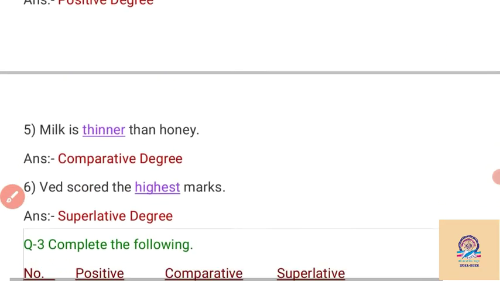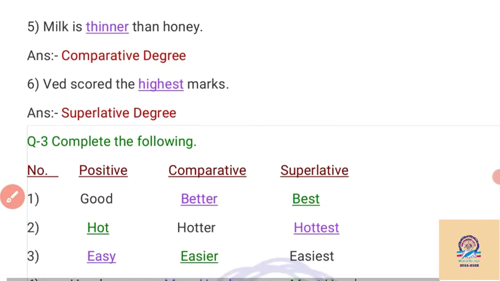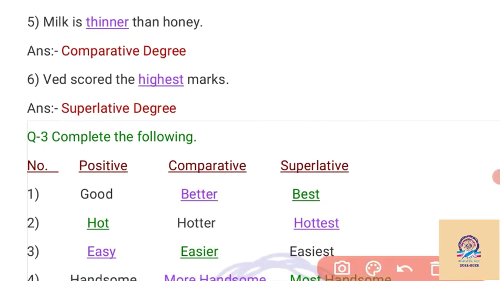Then fifth example is given here, milk. Milk is thinner than honey. So "than" is given here and thinner is given. So we can say that our answer is comparative degree. Then Ved scored the highest mark. High changes into highest in the superlative degree. And by seeing "the", we can say that it is superlative degree.